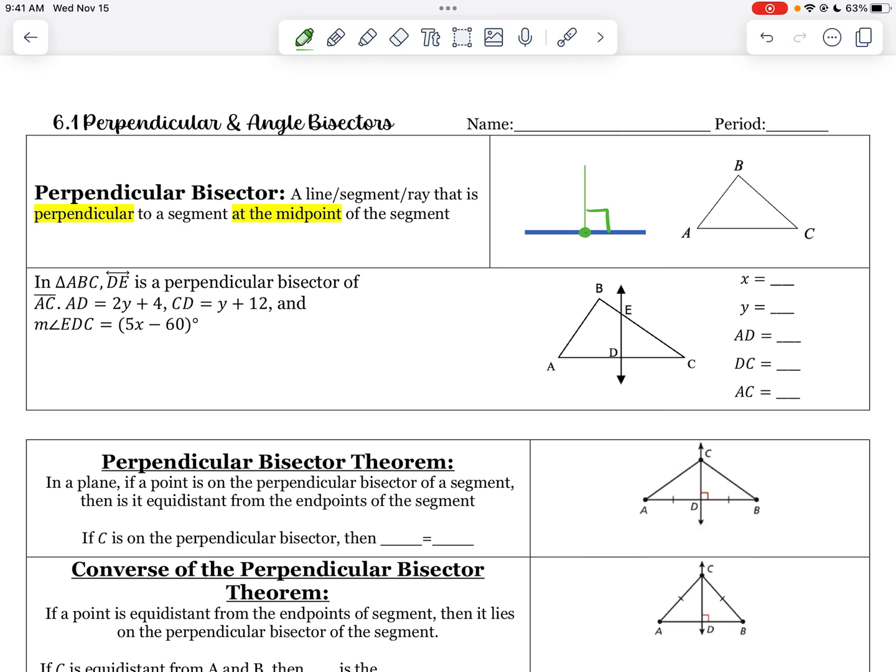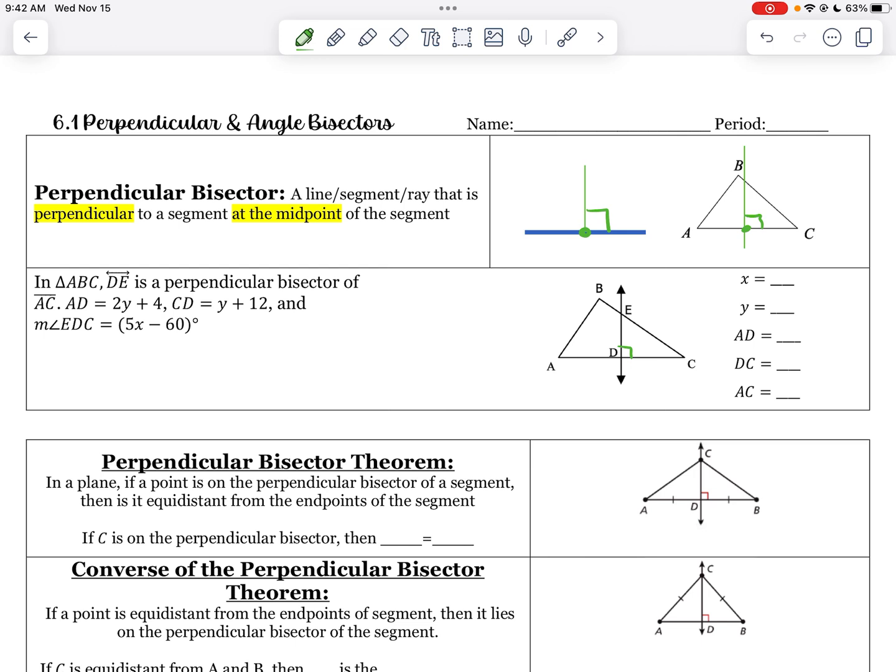So we would find the perpendicular bisector of AC: find the midpoint of AC, so at the middle, get as close as I can to the middle. And then it's going to go straight through. It might cross through B, it might not. And it makes a right angle. So in ABC, DE is a perpendicular bisector. So that right there is 90 degrees.